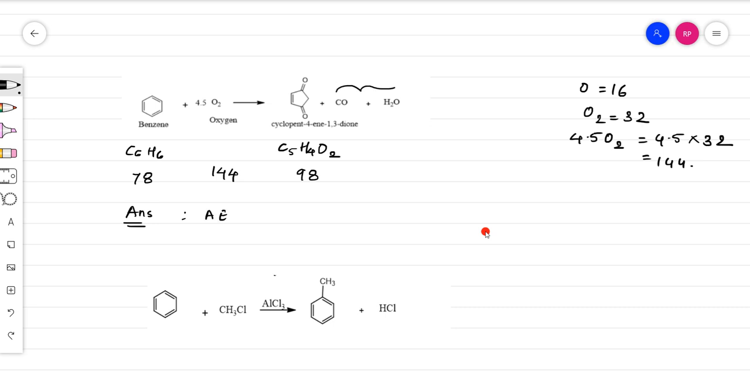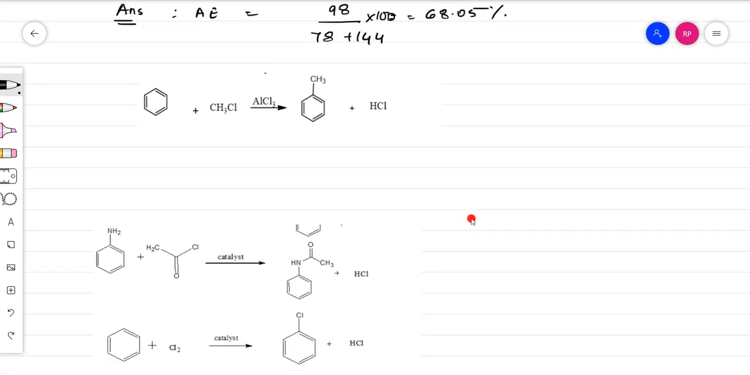These are your byproducts. We are not going to consider these. We will consider only the product. So what is the atom economy? 98 upon 78 plus 144 gives you 68. Sorry, I always miss out this 100. So it is 68.05 percent.